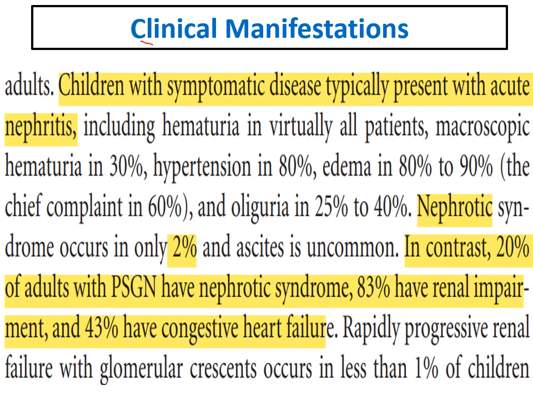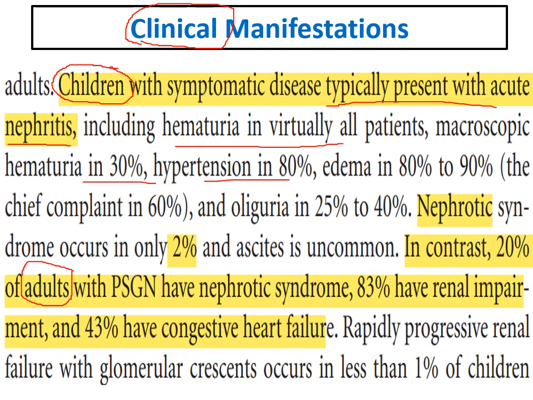Now we will talk about the clinical manifestations. The clinical manifestations of post-streptococcal glomerulonephritis are different in children from adults. Children have certain presentations and adults have other manifestations. Children usually present typically with acute nephritic presentation, including hematuria in virtually all patients, macroscopic hematuria in 30%, hypertension in 80%, edema in 80 to 90%, and oliguria in around 30%.